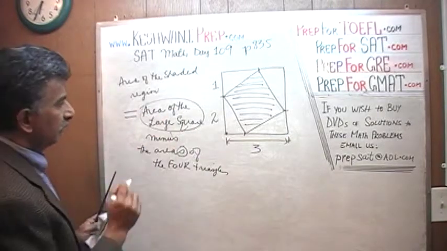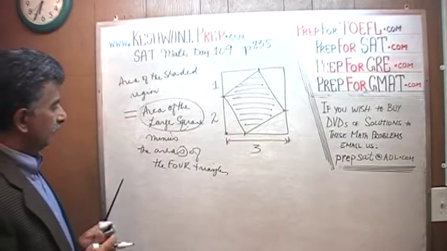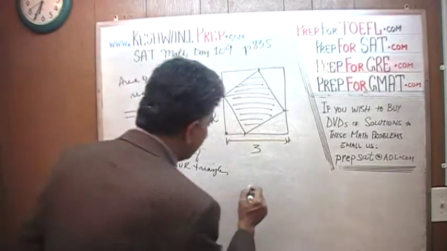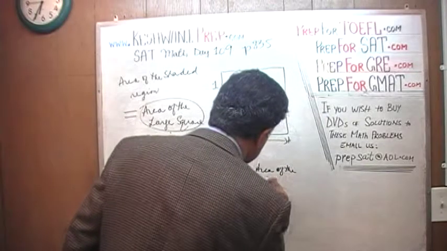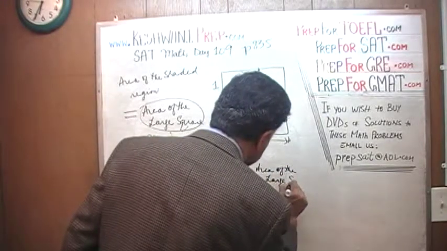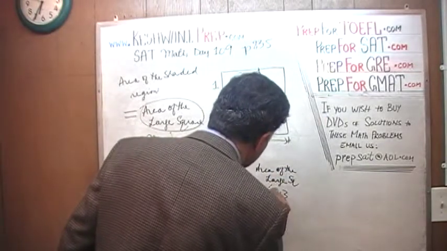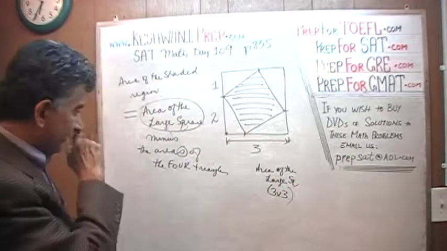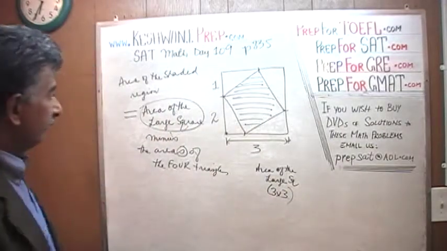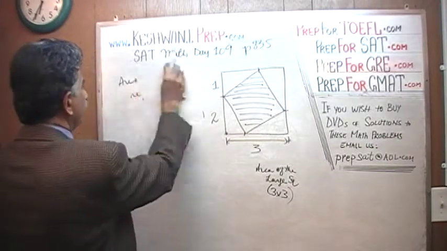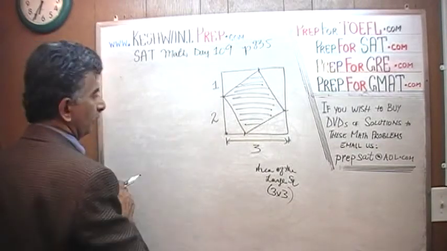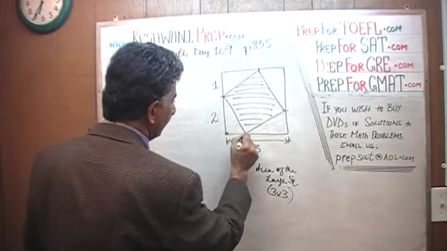The area of the large square is 9. I shouldn't have put that there, because now I have to continue here. The area of the large square is simply 3 times 3, or 9. Let's find out the area of the triangles. Let's find out the area of one triangle. Let's pick this triangle here.